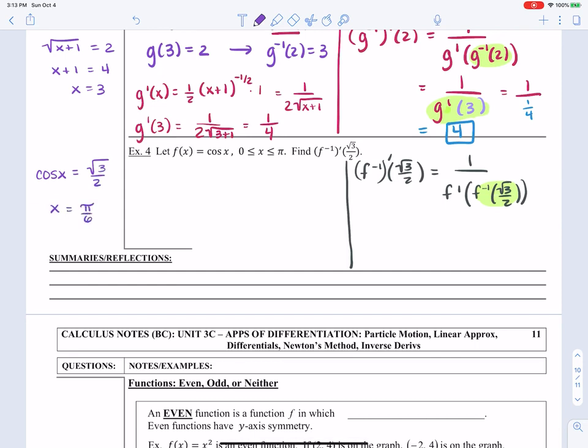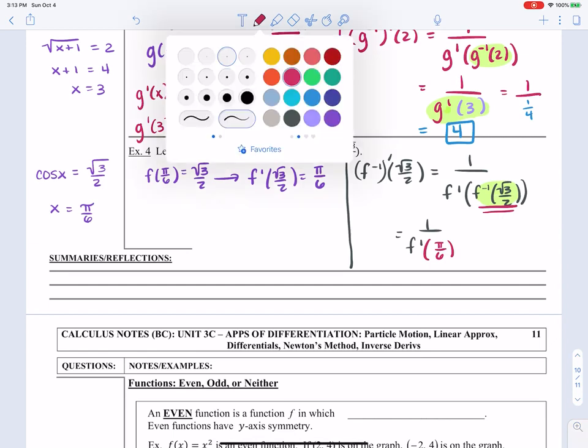So here's what that tells me. If f of pi over 6 is equal to root 3 over 2, then that means that f inverse of root 3 over 2 is pi over 6. So I'm going to my formula, and I'm now going to write 1 over f prime, and I'm going to substitute in pi over 6 for my f inverse of root 3 over 2. So now we've got to find a derivative.